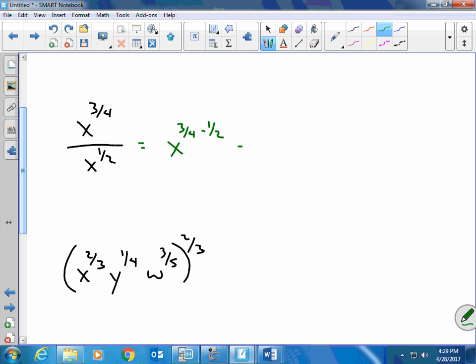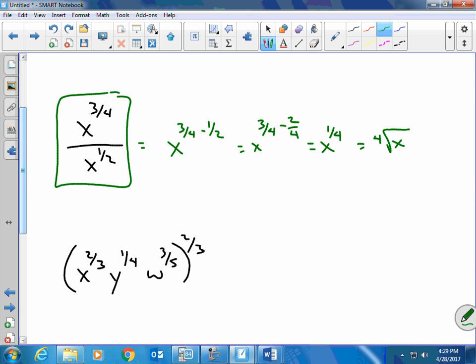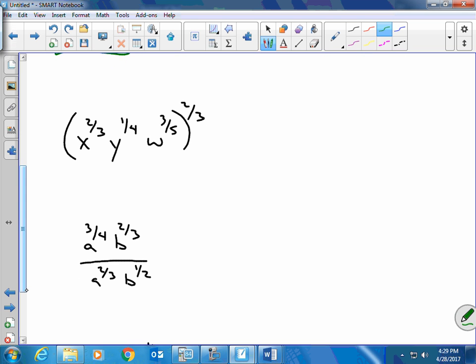All right, common denominator. So my common denominator will be a 4. So I have 3/4 minus 2/4, which is x to the 1/4. If we wanted to write that in radical form, that would be the 4th root of x. A good question might be, write the solution to that in radical form. Okay? All right, next. Getting harder.